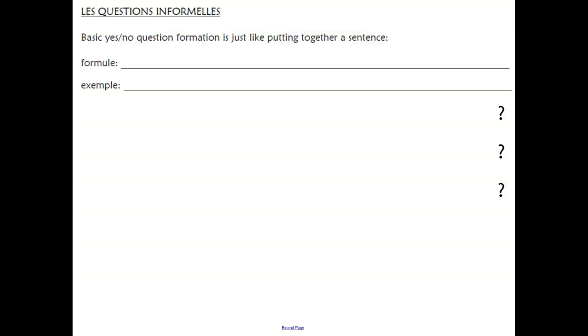So on this note sheet, we are only going to talk about this one little bitty part today. We're going to talk about two different types of questions, just so you have a familiarity with them and you understand the difference between them. You don't have to be a master at putting these together, but I just want you to understand the basic premise of how they're assembled.